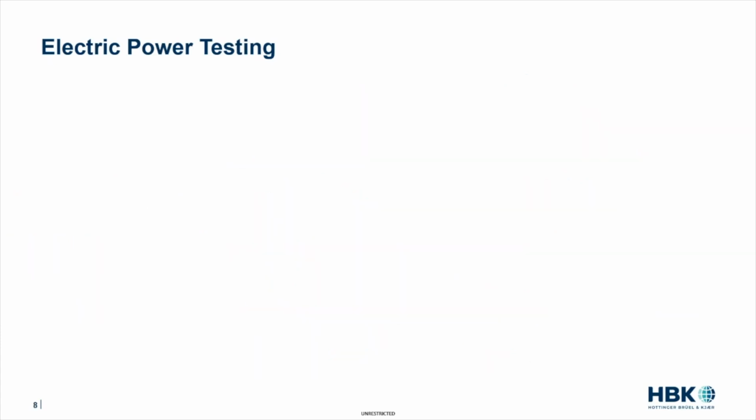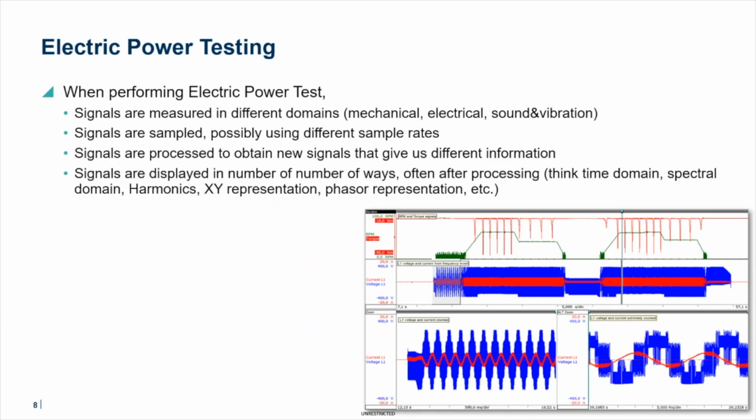And in this process, you are collecting a lot of data, but also a lot of signals. And those signals are measured in a number of different domains. For example, you can have signals measured in the mechanical domain, electrical domain, sound and vibration, etc. And as things nowadays are, those signals are normally sampled. And depending on how you set up your system, all those signals may be sampled at a different sample rate.